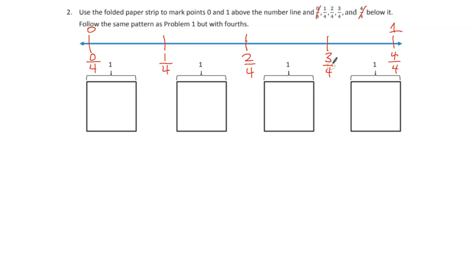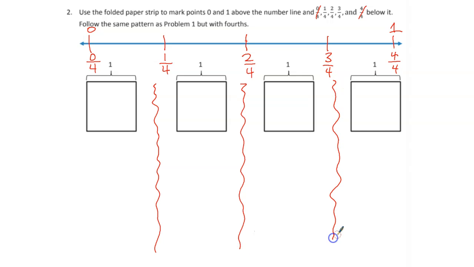Okay, now let's go ahead and look at what they want us to do next. It says follow the same pattern as problem 1, but with fourths. So now we're going to just recreate what we did earlier. Let's go ahead. I'm just going to separate here so I can have some separation in my shapes. 4 rectangles are going to be separated by those lines. So now I know I have fourths.